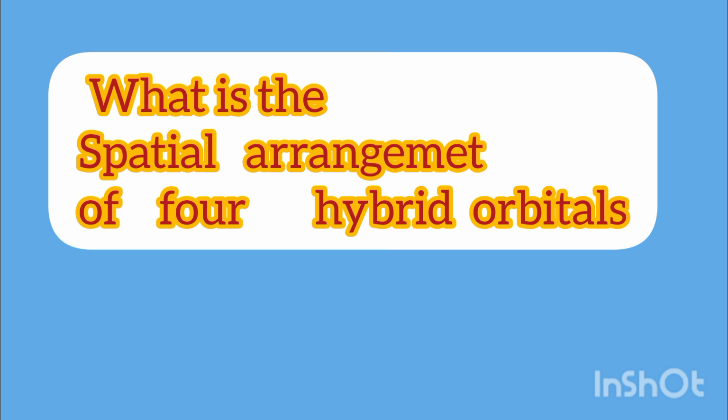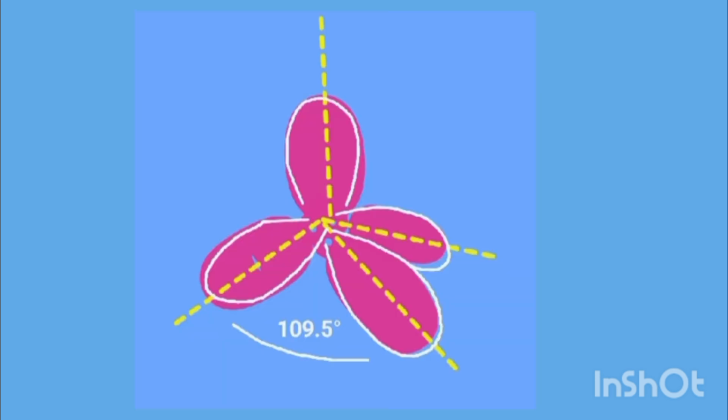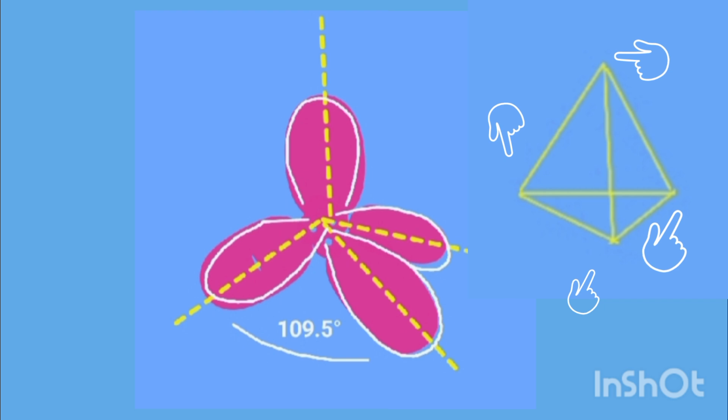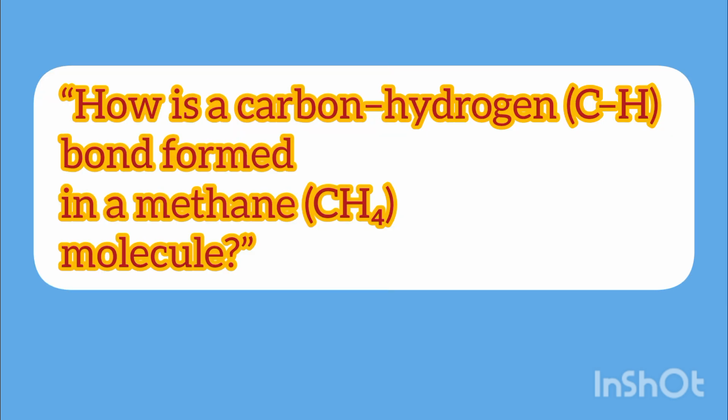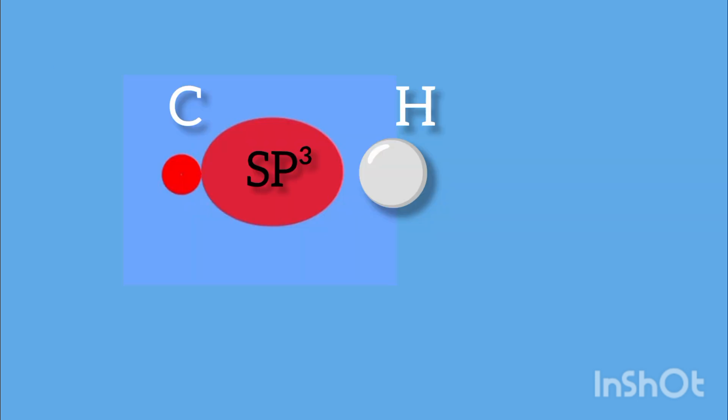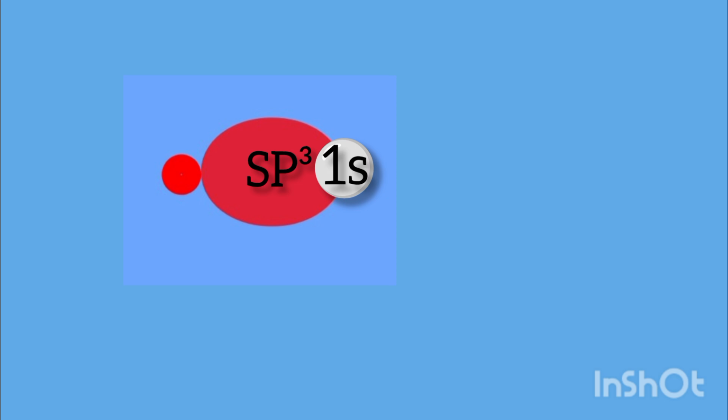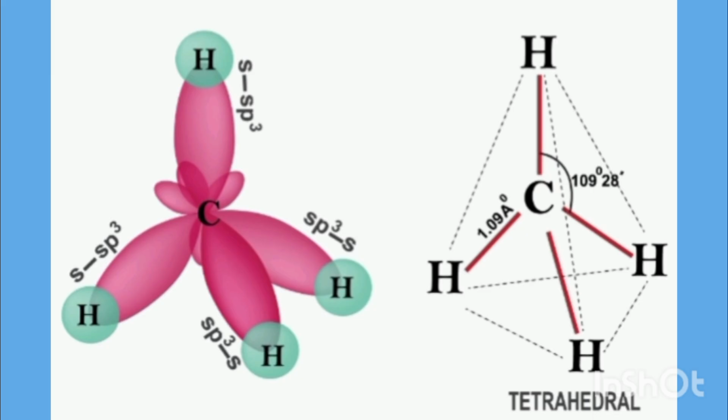What is the spatial arrangement of the 4 hybrid orbitals? The larger lobes of sp3 hybrid orbitals extend towards the 4 corners of a regular tetrahedron with 109.5 degree angle. How is a carbon-hydrogen bond formed in methane? An sp3 hybrid orbital of carbon overlaps with the 1s orbital of hydrogen to form a C-H bond. This is the molecular orbital picture of methane.